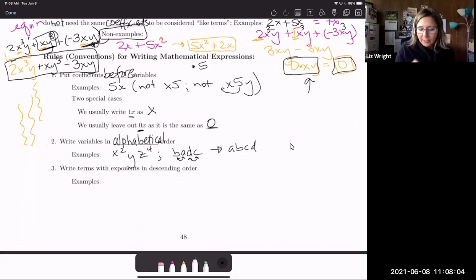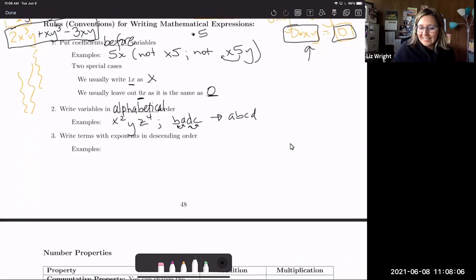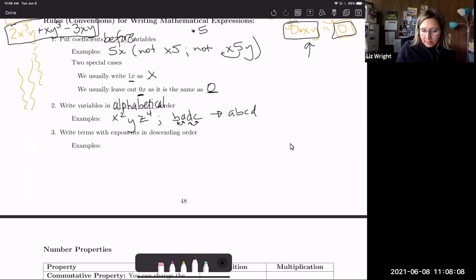Next one, we write terms with exponents in descending order. So for example, descending order means like if we have 5x squared plus 3x minus 2. So if we had something like that, they're in descending order. It's x to the second, x to the implied first, and then nothing. There's no x here.